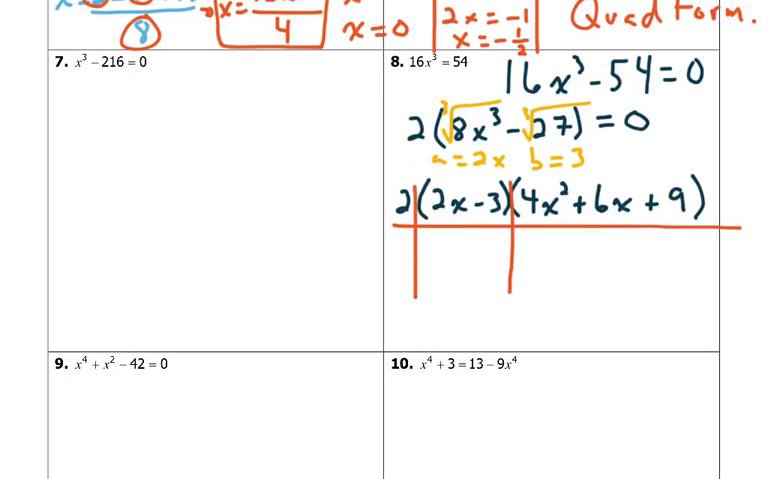So we need to set each of them equal to 0. 2 equals 0. Is that true? No, it is not. So that's not one of our solutions. We're just going to go ahead and put the line through that because 2 does not equal 0, so that is not a solution. Next one we have is 2x minus 3 equals 0. We add 3 to both sides, 2x equals 3. Divide by 2 on both sides. We get x equals 3 over 2.